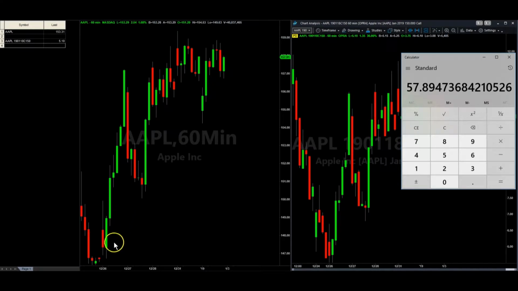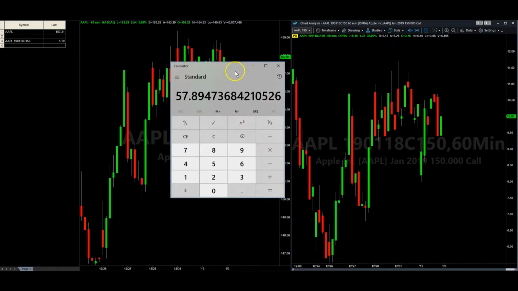So we could have purchased Apple stock and made 6.98%, or during the very same period of time we could have purchased the Apple call option and made 57.89% on the very same move in the Apple stock. Remember, options derive their value from stocks.